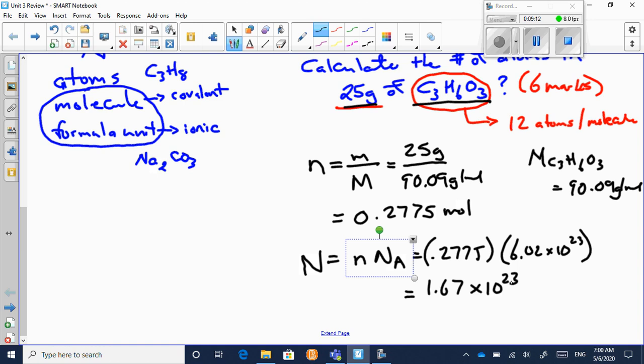At that point, I've calculated the number of molecules that are out there, but I still have to do this last step: I have to multiply it by 12 because I know there are 12 atoms in every molecule. And so my final answer is 2.005, or roughly 2 times 10 to the 24. So that's a really good summary question of the first part of the unit.